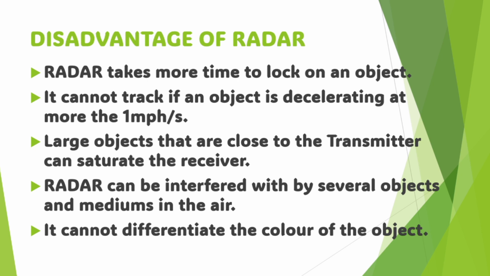Radar can be interfered with by several objects and media in the air. While we are sending electromagnetic waves, they can interact with different types of objects and different types of media. It is also a low range and low power type of radar. It is typically a complex method as compared to other systems. So these are some disadvantages of the radar system.